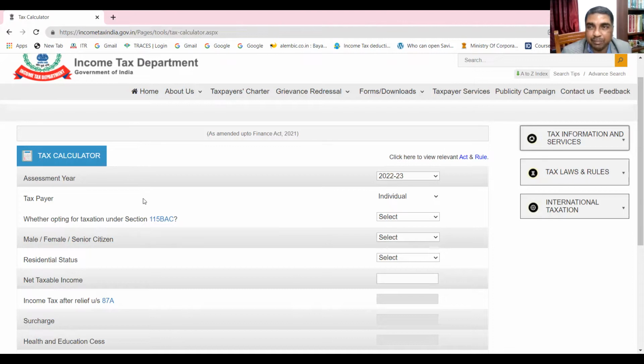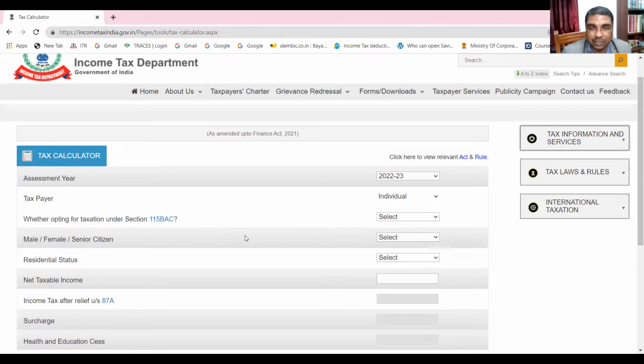What is this 115 BAC? We have not yet learned. I'll be telling you after some time. This is a new scheme. Under this scheme, the tax rates I showed you are not the same. Tax rates are different, tax rates are lower, and the assessee can pay tax at a lower rate. But if an assessee opts for this option, he will not be eligible to get some rebates and some deductions. So one has to be careful in selecting this option.